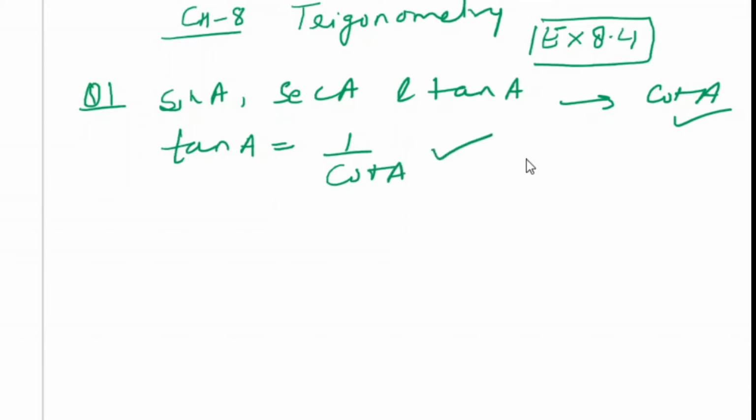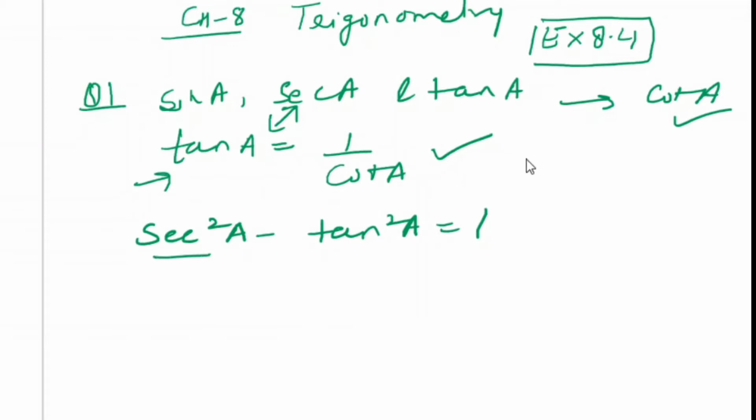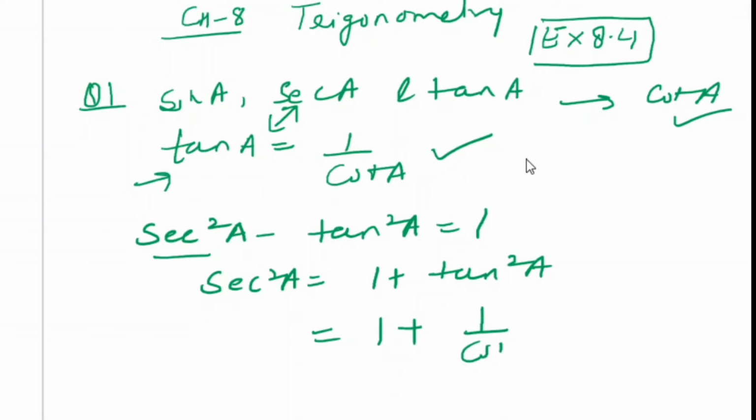So this is sorted. Now next thing is we have the identity between sec and tan A. So we can write the identity sec square A minus tan square A is equal to 1. Fine. I need to find the value of sec square A in terms of cot A. So I'll shift tan square A to the right side. So sec square A is equal to 1 plus tan square A. Here, tan A is 1 upon cot A, just put the value. Once the value is substituted, we'll just simplify.